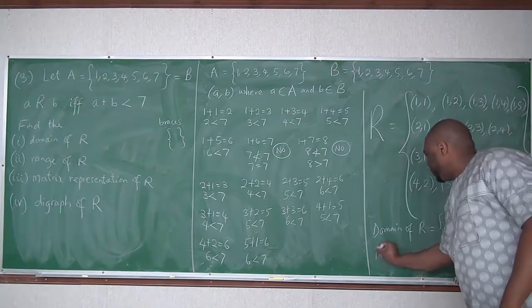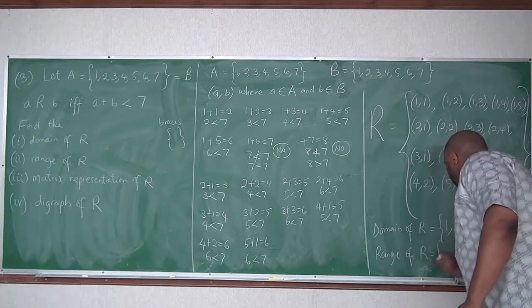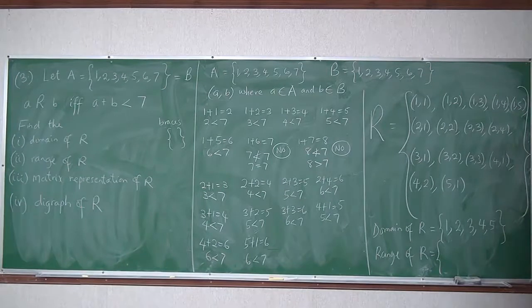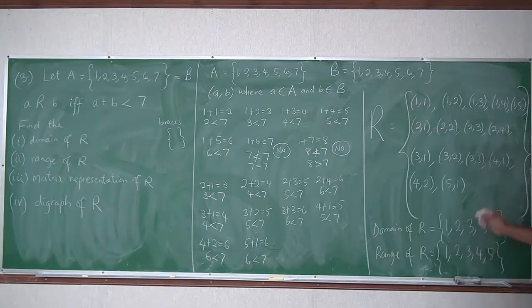And then the range of the relation, range of R, will be the second component. So here we have 1, 2, 3, 4, 5, 1, 2, 3, 4, 1, 2, 3, 1, 2, 1. As you can see, we repeat those, so the range is 1, 2, 3, 4, 5. So this is our domain, and this is the range of the relation. Right?